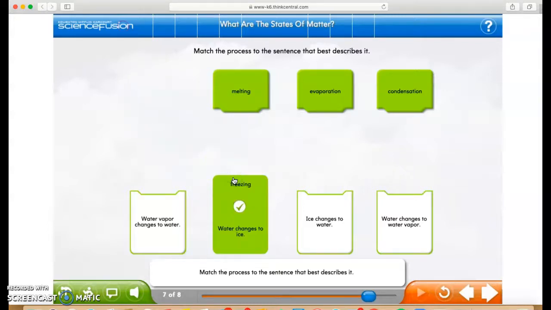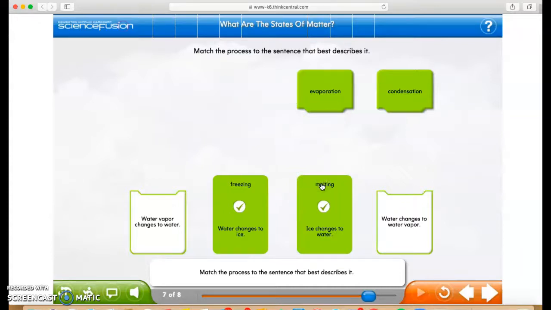All right, so freezing is water changing to ice or ice changing to water? Yep, water to ice. What about melting? Melting is ice changing to water. That's easy. You know this stuff already. Those two tricky words are the ones that try to trip you up.